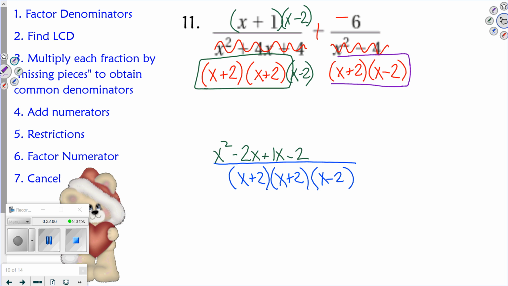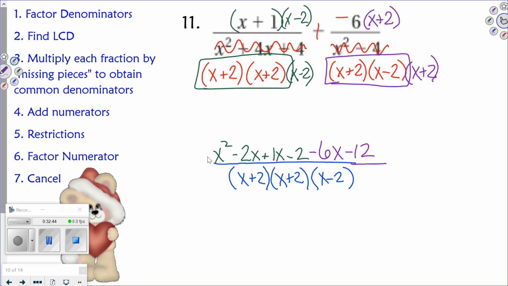What is this denominator missing to look like this? Another x plus 2. So I have to multiply the top by x plus 2. So we'll get negative 6x minus 12. Stop me if you didn't get that. Okay. You put like terms together already? That's okay. I just do it all at once.